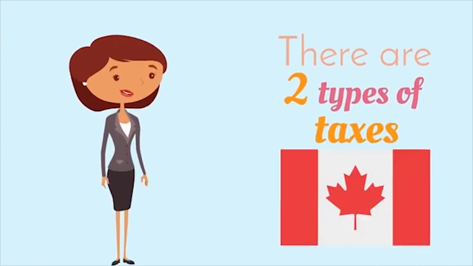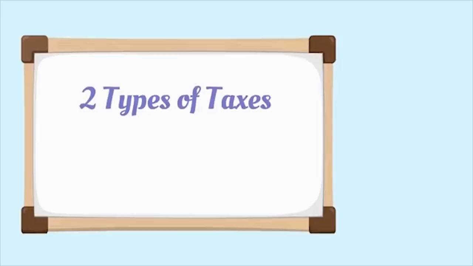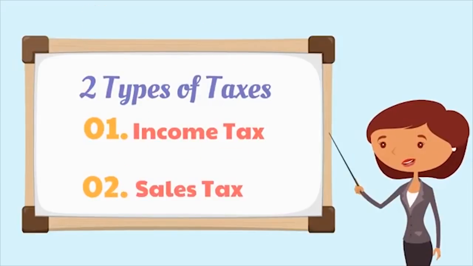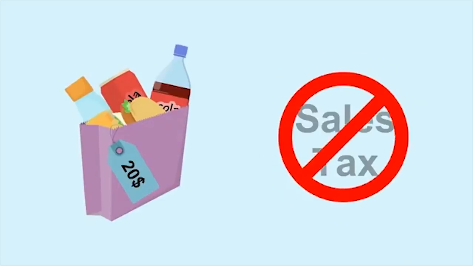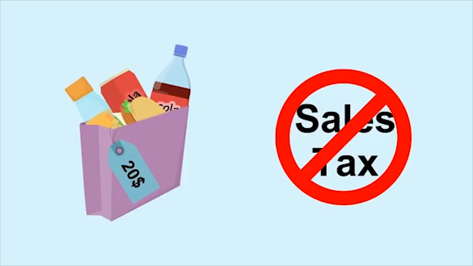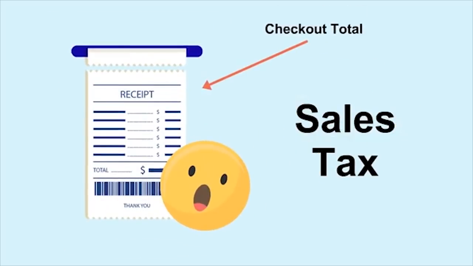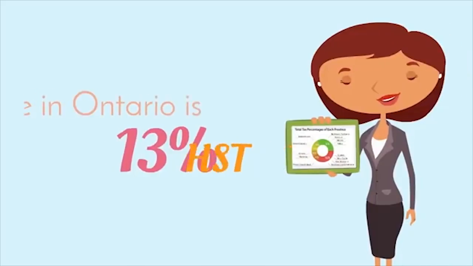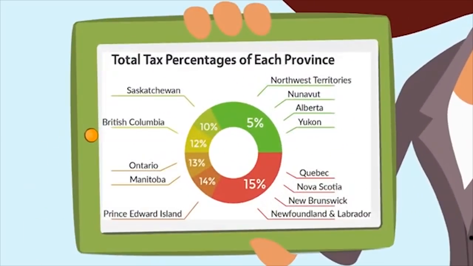As we previously mentioned, there are two different types of taxes in Canada, the first one being income tax and the second being sales tax, also known as an HST. Sales tax is usually not indicated on the price tag of a product. It is added to your checkout total when you go to the cash register and pay. The rate in Ontario is a 13% HST.